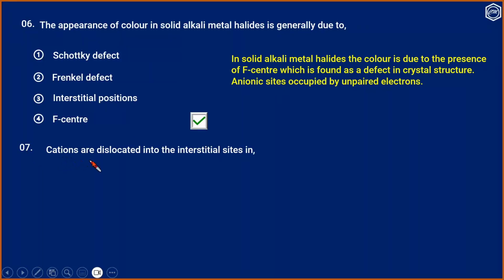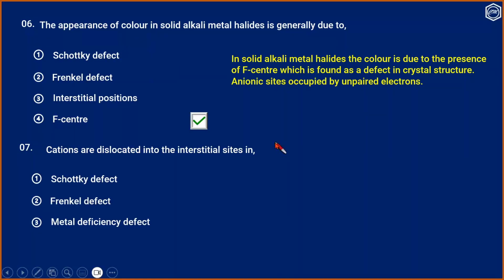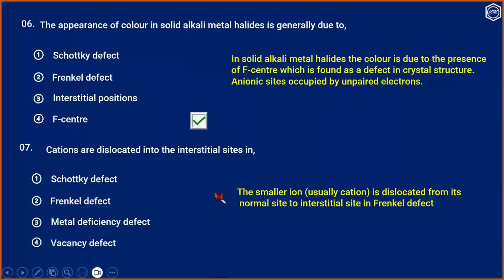Question number 7. Cations are dislocated in interstitial sites in Schottky defect, Frenkel defect, metal deficiency defect, vacancy defect. So in Frenkel defect, the cations are shifted to the interstitial positions. The smaller ion, usually cation, is dislocated from its normal site to interstitial site in Frenkel defect. So that is the correct answer.